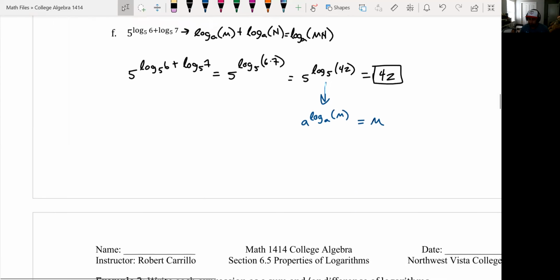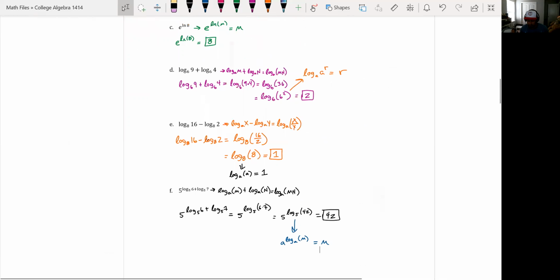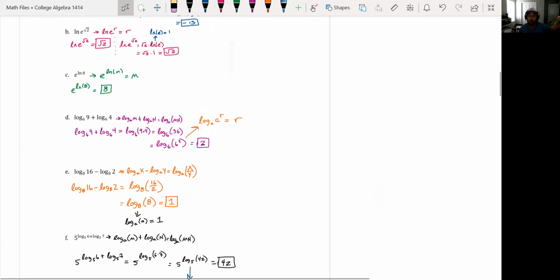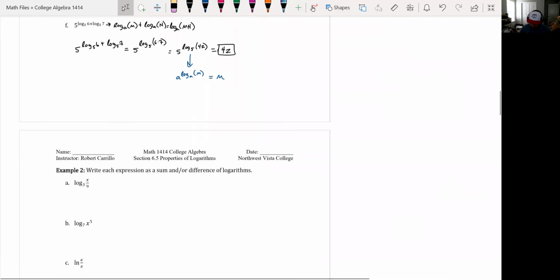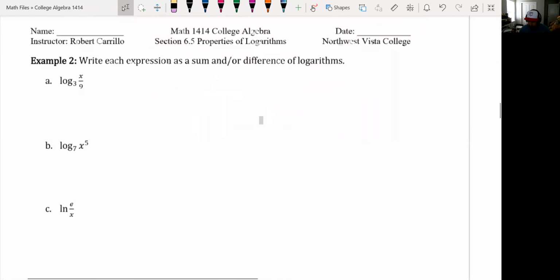Look at that. So that's how you use log properties, y'all. And we're going to keep doing it today. It can get a little crazy, but just try to keep it simple. Okay, no more baby. Let's keep going.